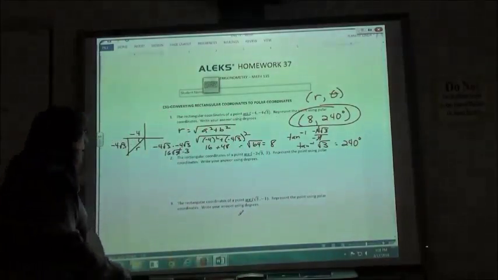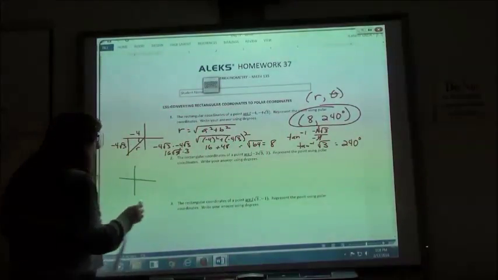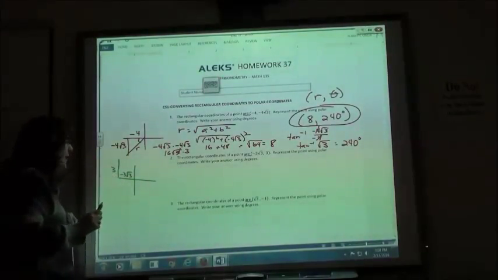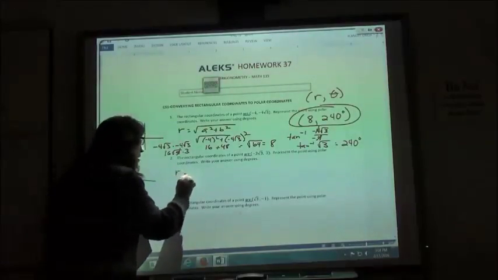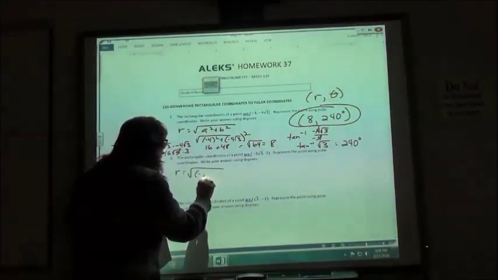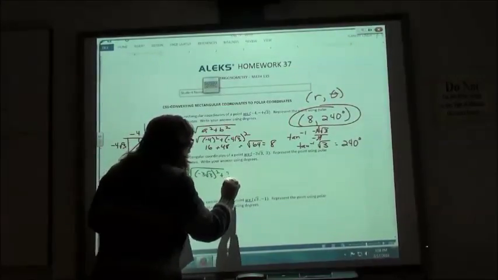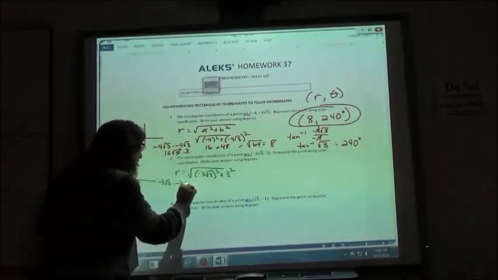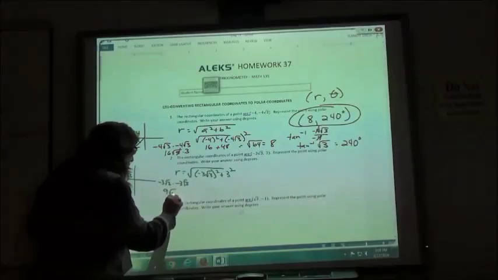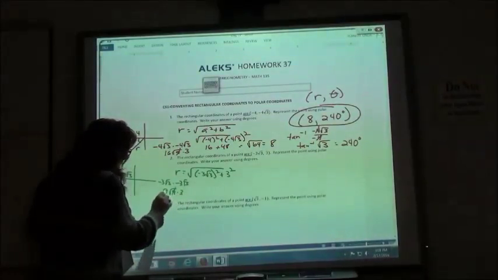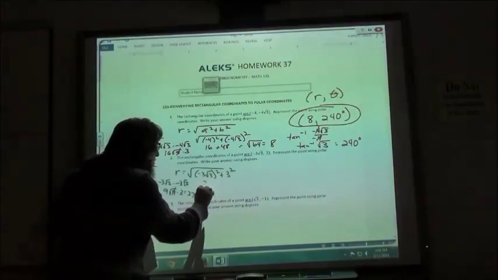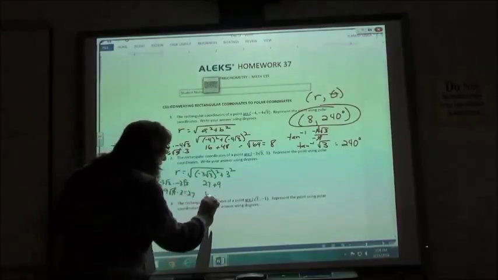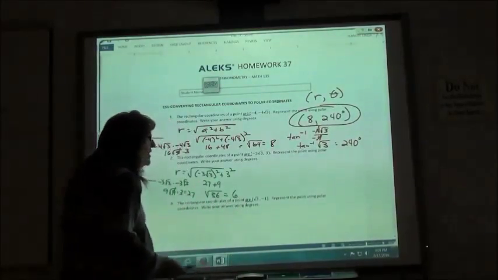So number 2, my rectangular coordinates are at -3 square root of 3 and +3. So this time I'm over here in quadrant 2. R is the square root of -3 square root of 3 squared plus 3 squared. So if I take -3 square root of 3 times the second -3 square root of 3, I get +9 square root of 9. Square root of 9 is 3. 9 times 3, 27. I get 27 when I square that. 3 squared is 9. So 27 plus 9 gives me the square root of 36, which is just 6.